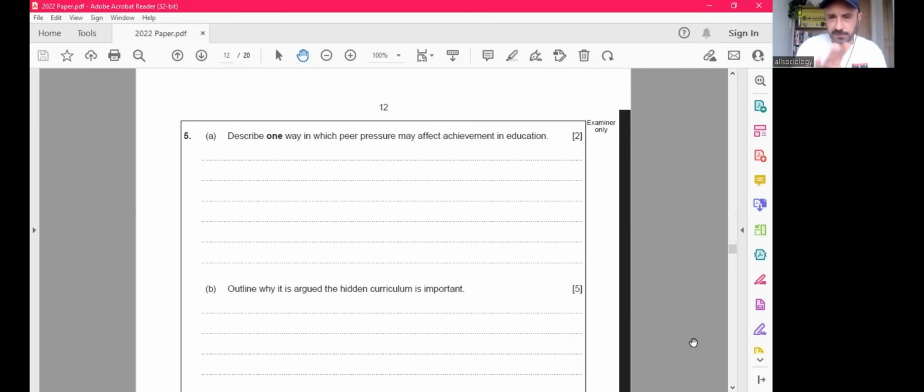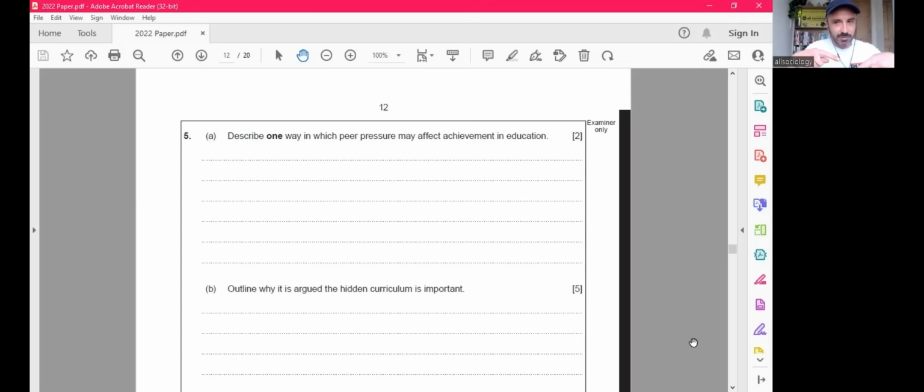So I'm just going to go through the 2 marker, describe, went a bit Scottish then, describe one way in which peer pressure may affect achievement in education. Right. So clearly with this, you want to be thinking about, well, peer pressure can be positive, it can be negative. If it's positive, you might be part of a pro-school subculture where your friends are encouraging you to do better all of the time, increasing your achievement.